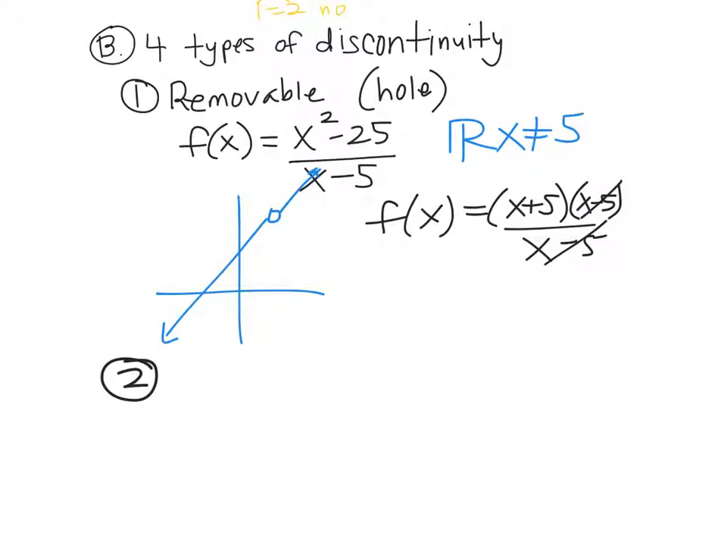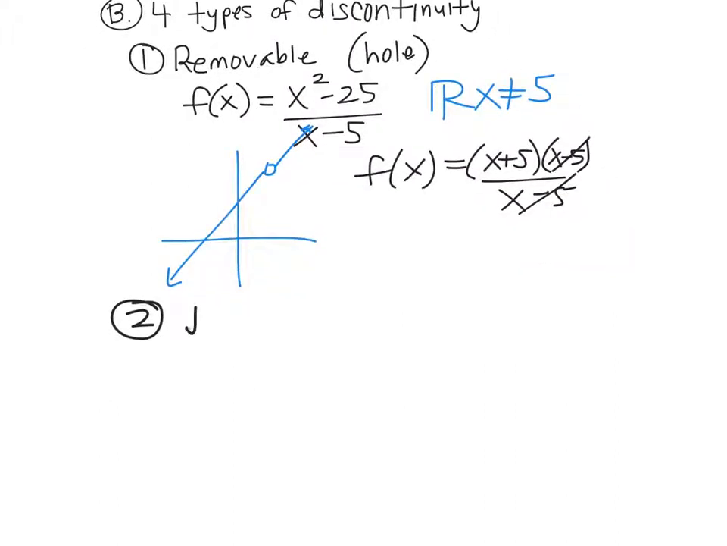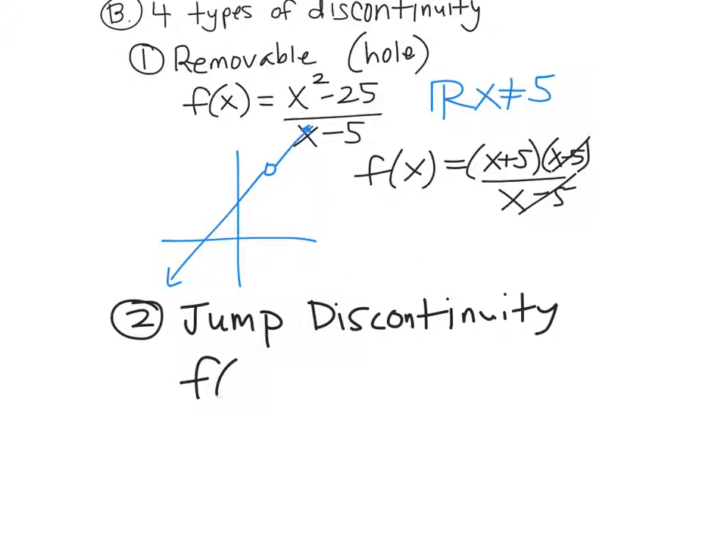Okay, number 2. My second favorite is the jump discontinuity. Might as well jump. Think about a graph we've done already this year that went for a little while and then jumped up, and went for a little while and jumped up. Do you remember that one? Yes, the greatest integer function, f of x equals the greatest integer of x.